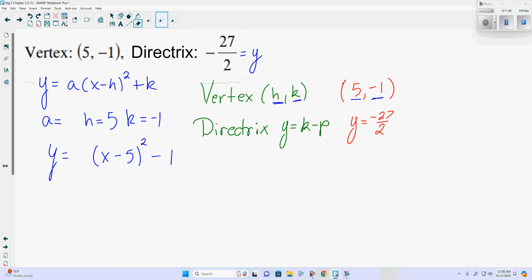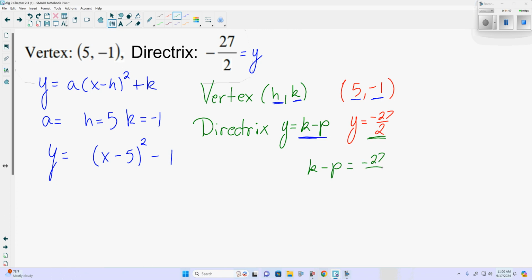So at this point, what's the only thing we're missing? A, yes? To find A, we need to find P. Do I spot where P is located, yes? In our directrix. Directrix is y equals K minus P. In our K minus P, what is taking the place of it in the equation?